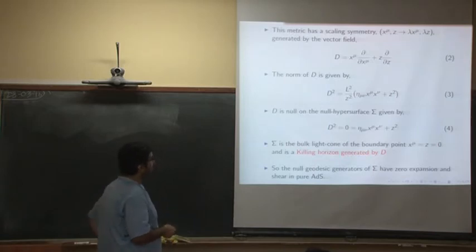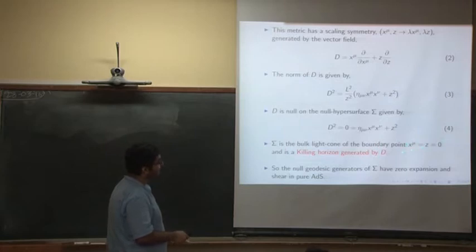Right. So this Σ is the bulk light cone of the boundary point P, which I call x^μ = z = 0, and it's a Killing horizon which is generated by the Killing vector field D. We can see just from here that if I look at the null geodesic generators of this future light cone, then they have zero expansion and shear in pure AdS.